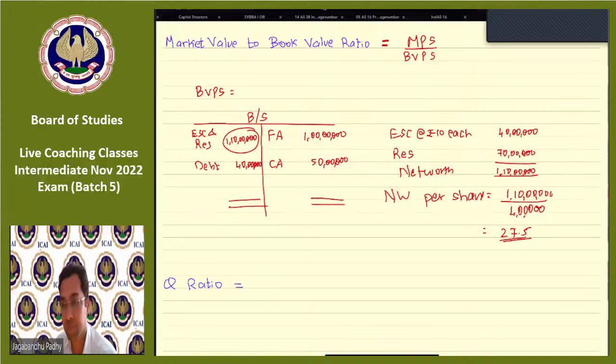Yep, correct. So per share, we have 27.5 as the net worth per share. Net worth is owned funds, which are brought in by the owners of the company. The total owned funds invested in the company is 1 crore 10, and against that we have 4 lakh shares. So for each share we have invested like 27.5 into the business.